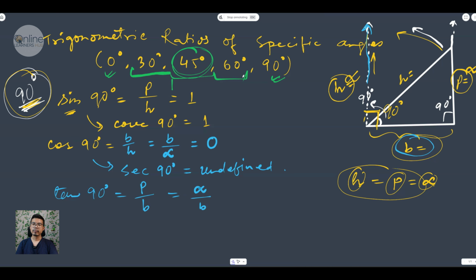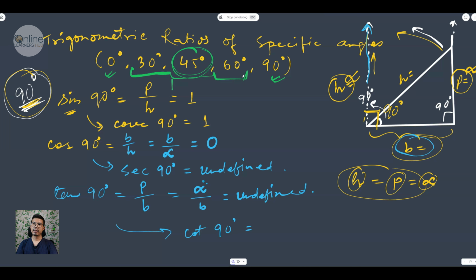Now see, since P is infinite and B is finite, if you divide an infinite number by any finite number, that will be very close to infinite. That will remain infinite. Now, we don't know the exact value of infinite, so we are giving it as undefined. Okay? Make sense? All right? So tan 90 is undefined.